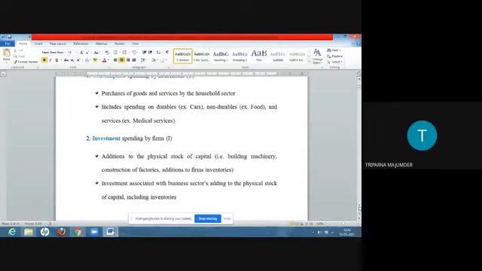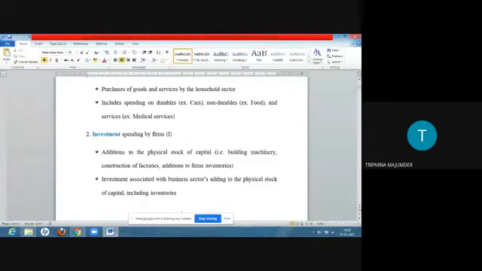That means if I have a machine, that is capital in my production process. When do we have investment? When we acquire another machine. That addition to the physical stock of capital is known as investment. Now we have mentioned another term, that is inventory. What are inventories? Inventories are unsold stock that the firms have produced but are unable to sell. That part is known as the inventory.